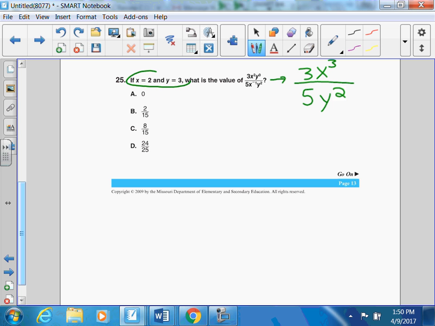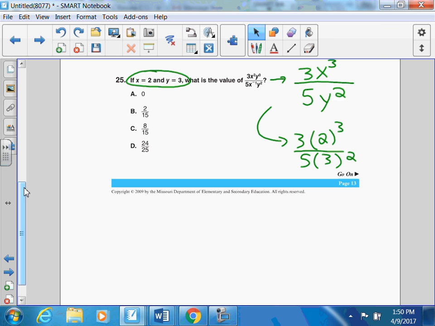So now we need to plug in these values in for x and y. So now I'm going to rewrite this as 3, and then parentheses, instead of x, I'm going to write 2 to the 3rd power. On bottom, I'll have 5, and in parentheses for y, I'm going to have 3 to the 2nd power. 2 to the 3rd power, we have to do that before we multiply, order of operations. So if you take 2 to the 3rd power, that's going to be 8.